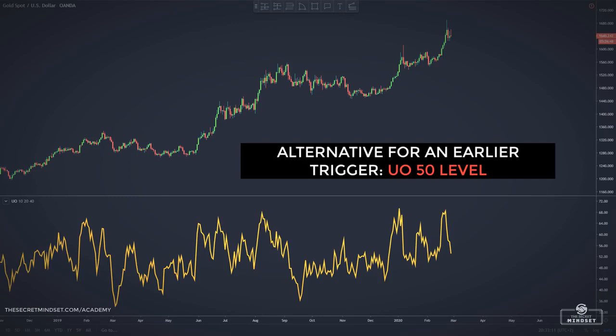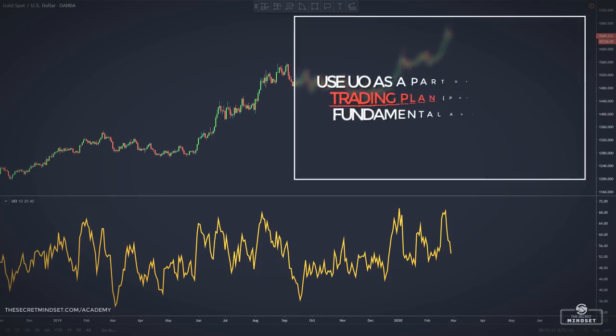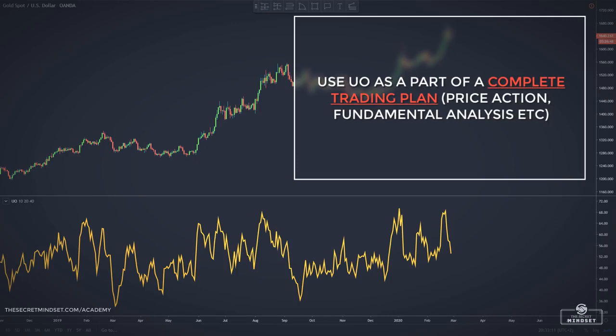So, as with all indicators, the ultimate oscillator shouldn't be used in isolation, but rather as a part of a complete trading plan. And such a plan must include other forms of analysis, such as price action, other technical indicators, and even fundamental analysis.